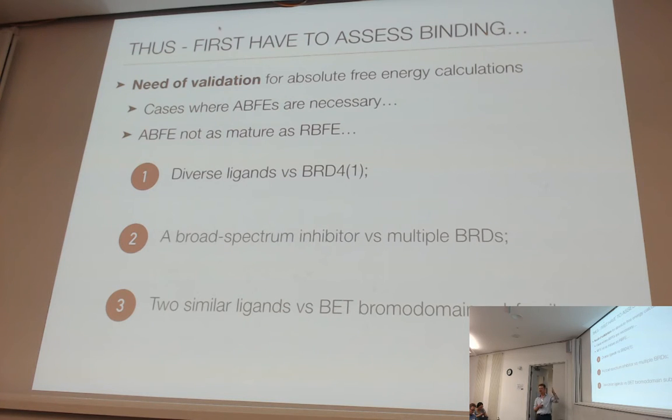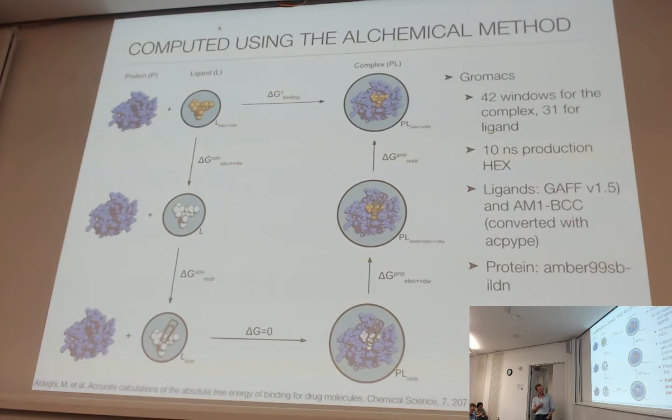So this is essentially a benchmark, if you like. The first case is these diverse ligands for BRD4. And this is the methodology that we're adopting. It's nothing particularly fancy, and you've seen most of these kinds of alchemical transformations before, so it's just a version of that, essentially. This is just how we're doing it. We're doing this all in GROMACS. These are the kinds of numbers of windows that we're employing, using Hamiltonian exchange.